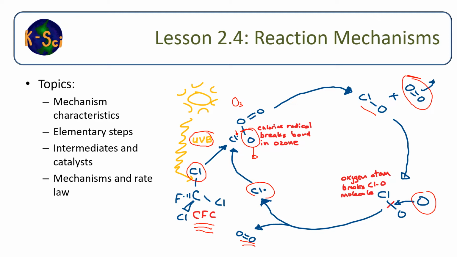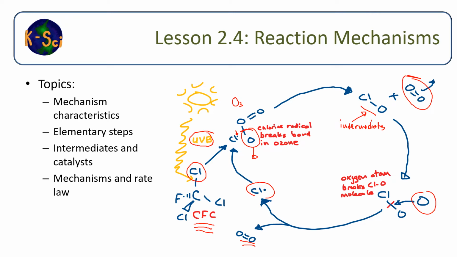So the radical sort of acts as a catalyst because it can cause the breakdown of hundreds or thousands of ozone molecules before it might react with something else that renders it inert. So that process is a mechanism, when there's a bunch of steps where bonds are broken until you get to some final products. And you see that there are some in-betweens that also exist only temporarily that we call intermediates.